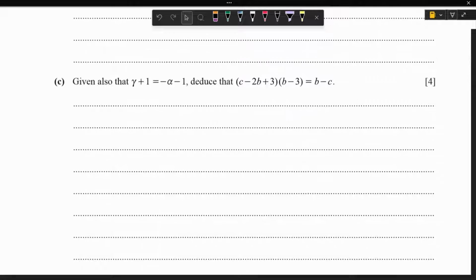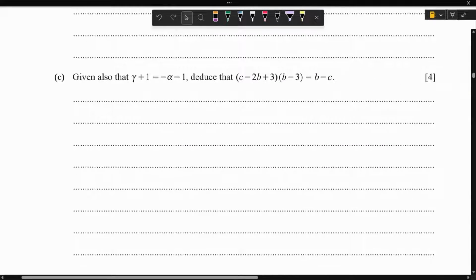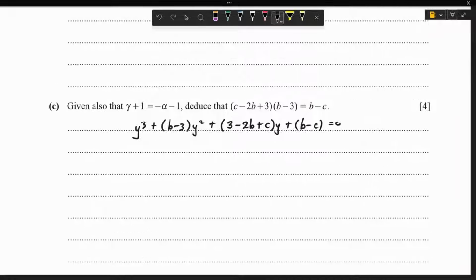Alright. Now, we're going to make use of the equation we got right above. Okay, so this one here. And I'm going to paste it down here. So this is the equation we got right above. That's the equation which is in terms of y. So for this equation, the roots are alpha plus 1, beta plus 1, gamma plus 1.